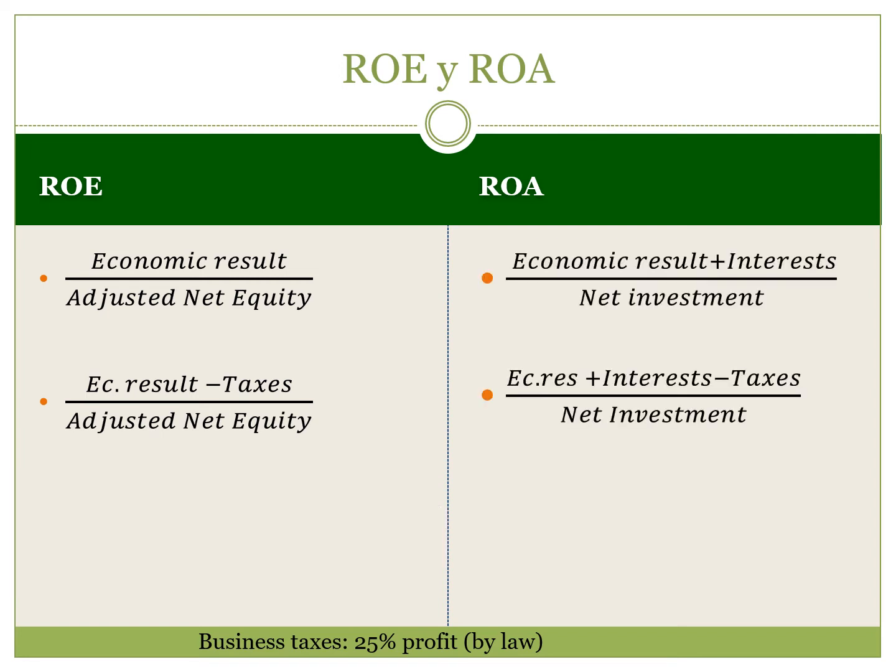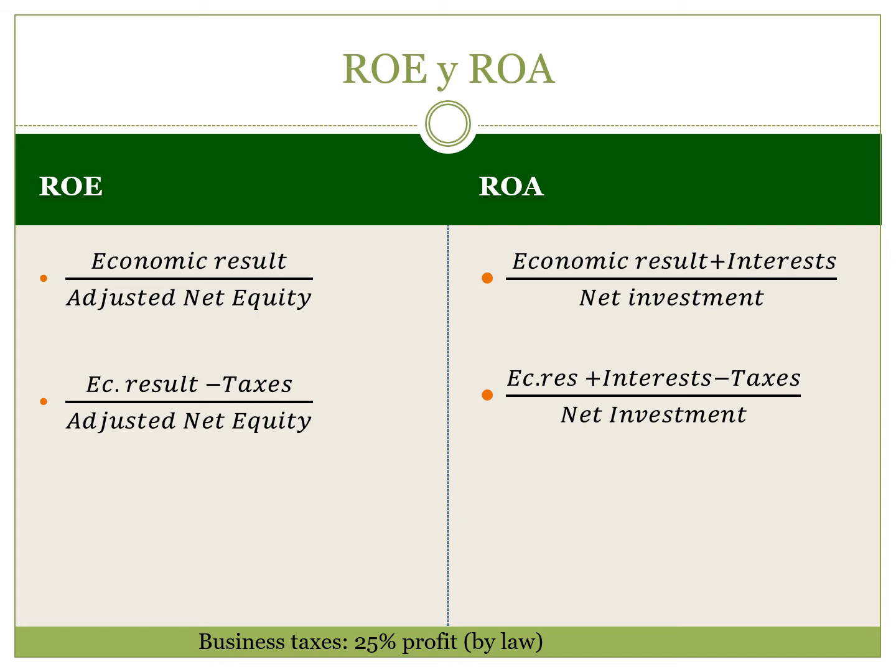Formula to calculate the return on assets: it's economic result plus financial interest, and these are the interests from the loans we have already studied in the payment, expense and cost part. So this will be the financial interest that appears as an expense in the expenses column, okay? So it will be economic result plus interest divided by net investment.